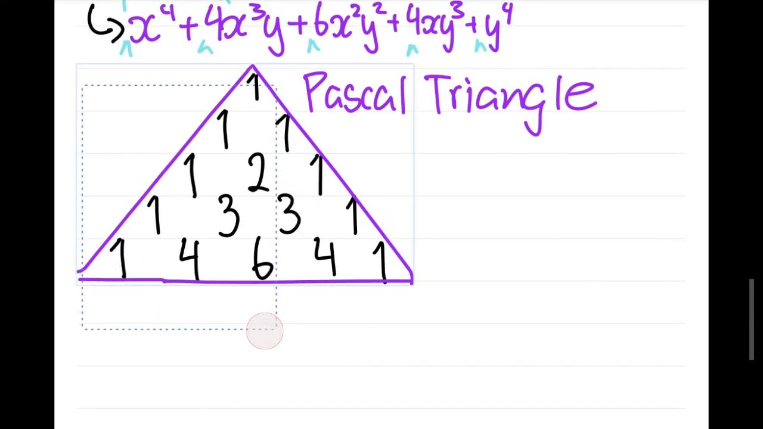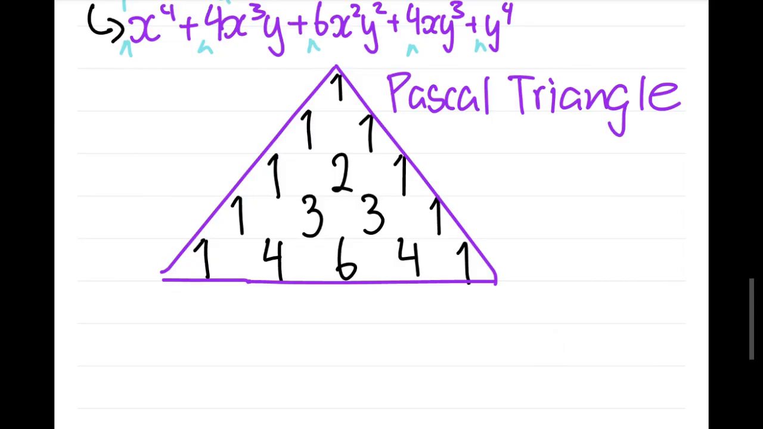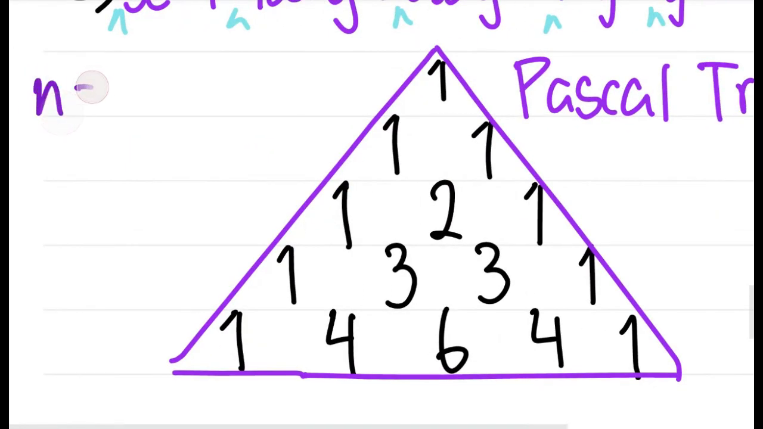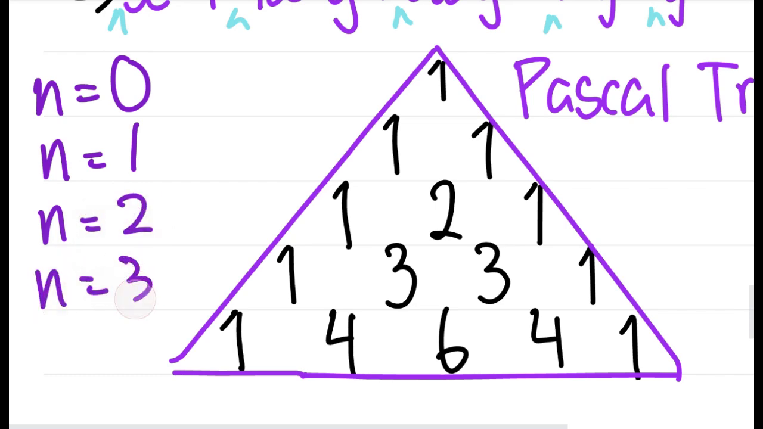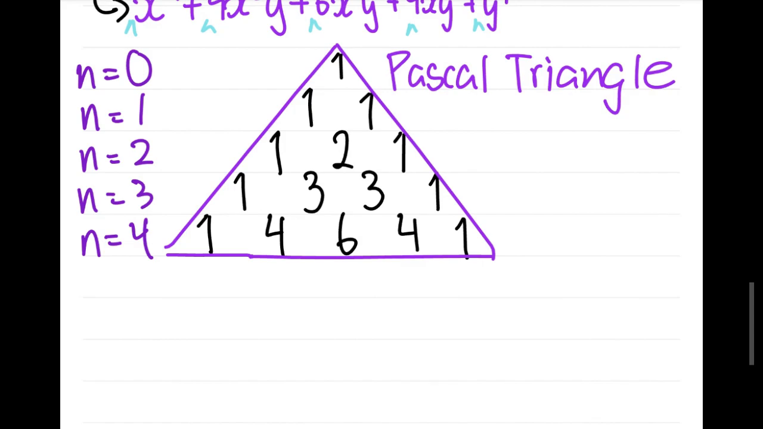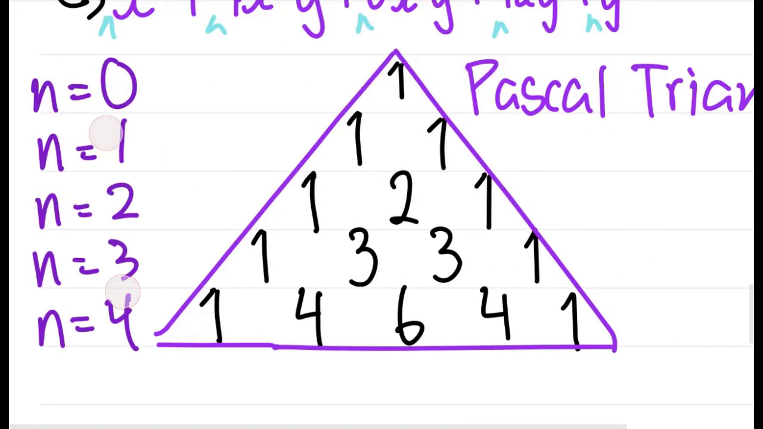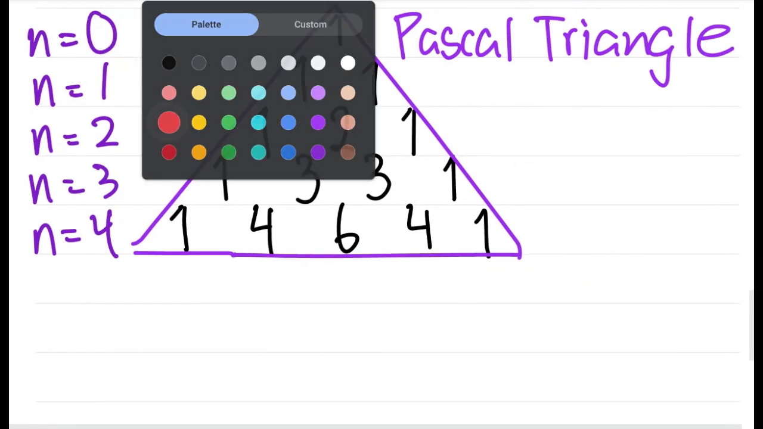And wait, I just realized I made a mistake. So this is when n equals 0, n equals 1, n equals 2, n equals 3, and n equals 4. Do you guys realize something? I'll give you 10 seconds. Okay, so basically, I'll draw in red.